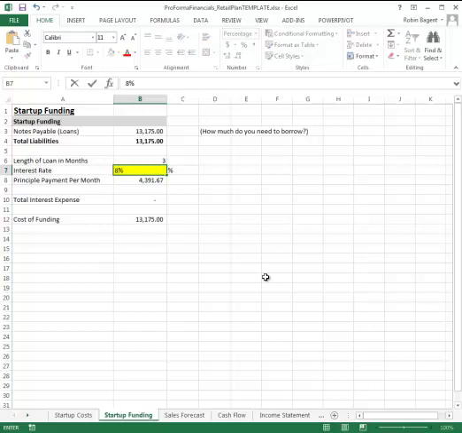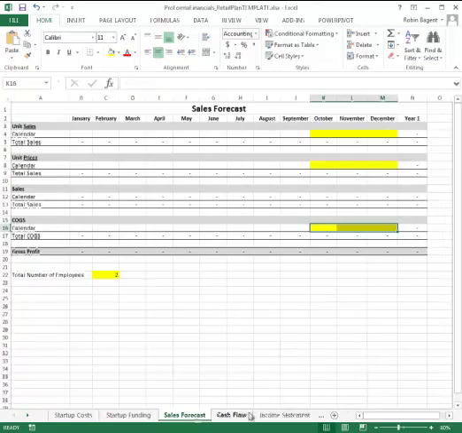And in this case, I'm going to put 8% interest. That works for me. So the principal payment per month is $4,391 and some change, and the interest is a little over $1,000. The next sheet, sales forecast.